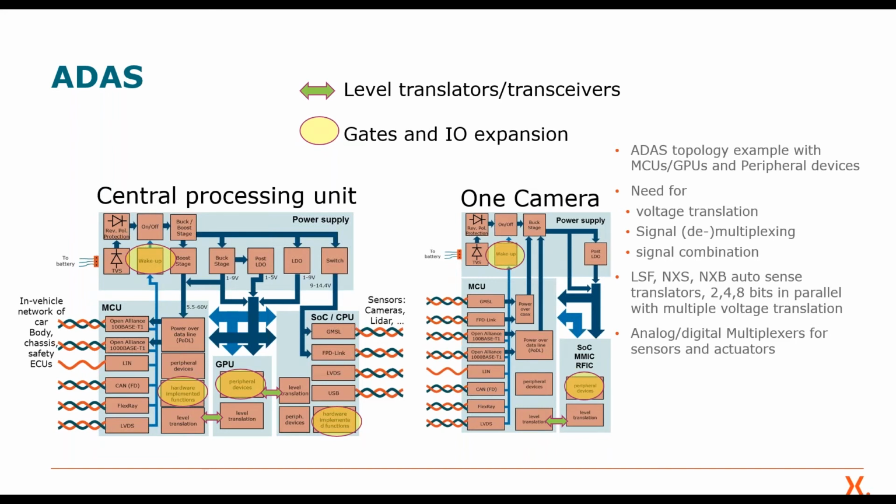So one example for our new products is the AutoSense translator family, LSF, NXS, NXB, which can support 2, 4, and 8-bit parallel translation. And also we see lots of analog digital multiplexers and sensors here. Maybe, please switch to the next slide.